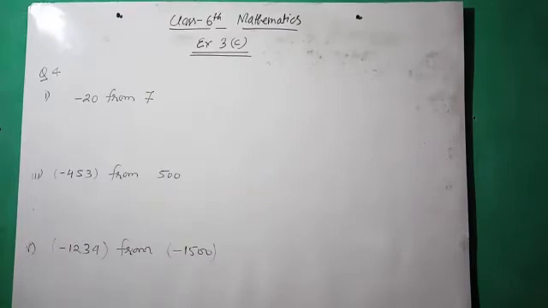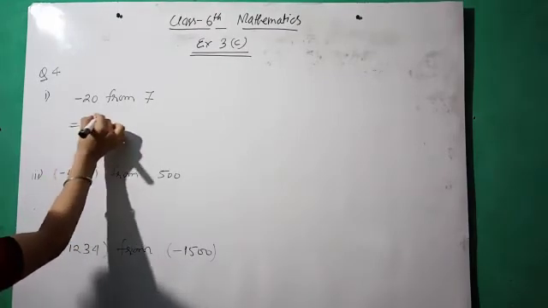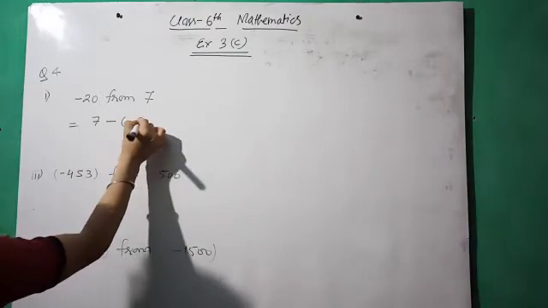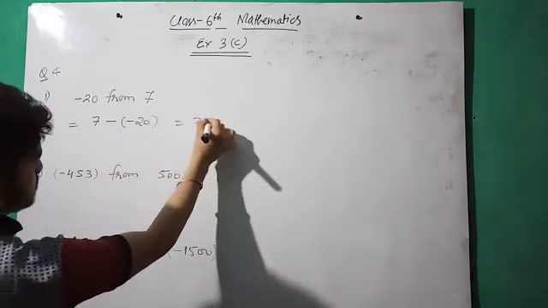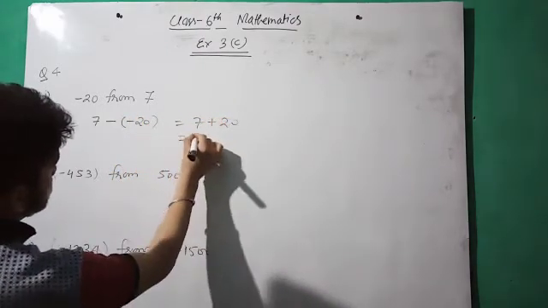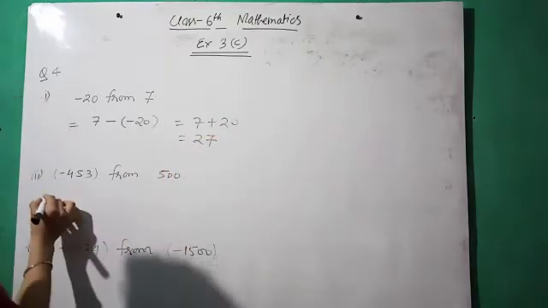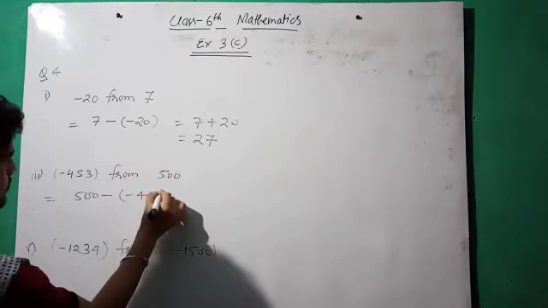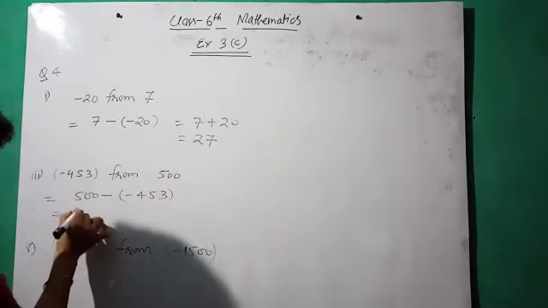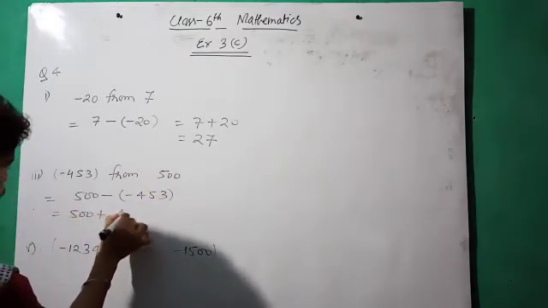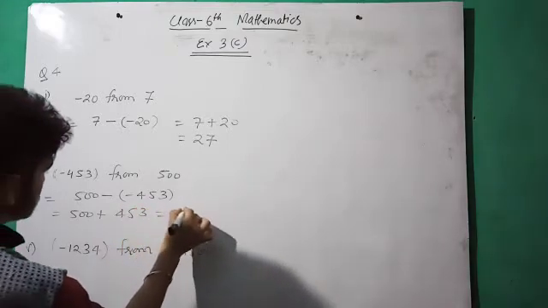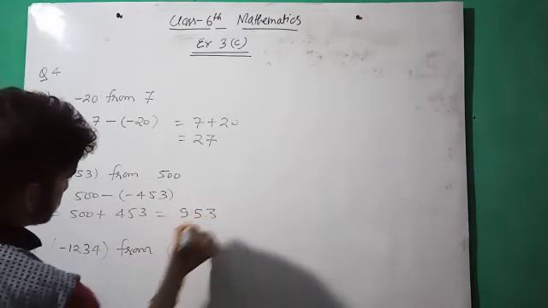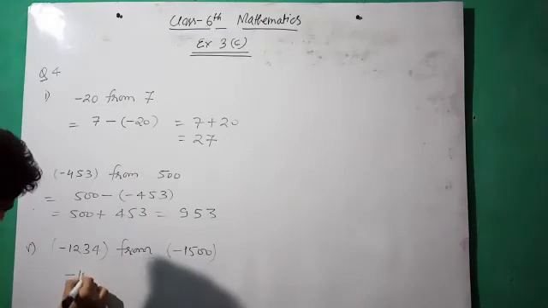Okay, question number 4, minus 20 from 7. So 7 minus minus 20. Minus minus becomes plus, which means 7 plus 20, answer is 27. Again, 500 minus minus 453. So we have to add 500 plus 453. Answer is 953.